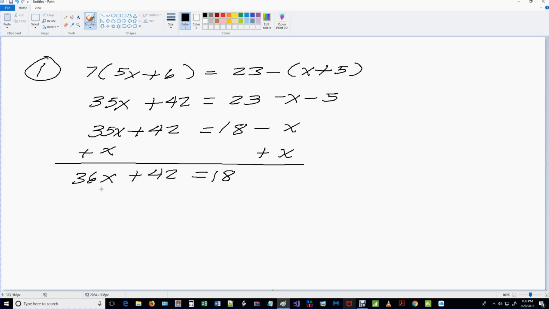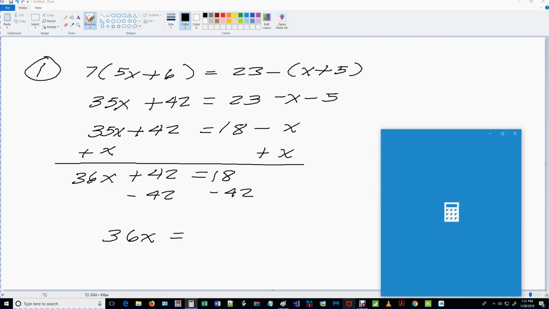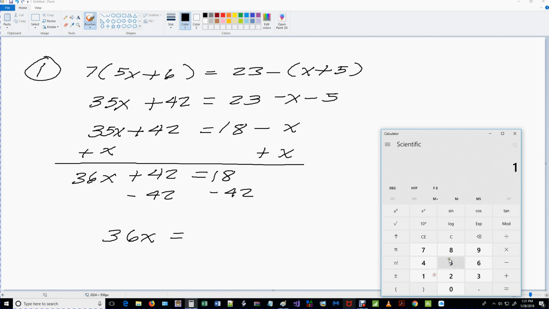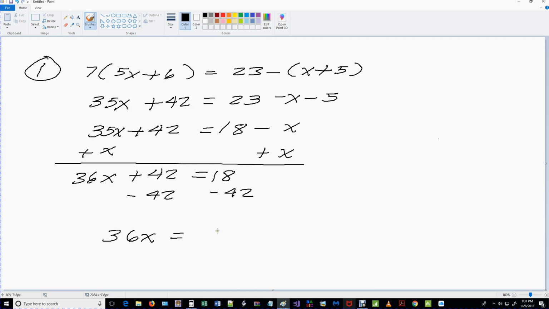Now we moved all the x's to the left, so you need to move this 42 to the right by subtracting 42. Subtract 42, you get 36x on the left, and on the right hand side you got 18 minus 42. You can do that with a calculator. As a matter of fact, let me do that. So 18 minus 42, you get, I think it's minus 36, actually minus 24. Alright, so minus 24.